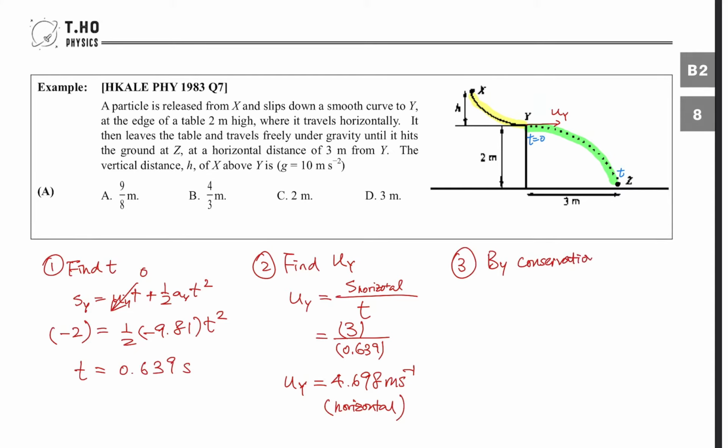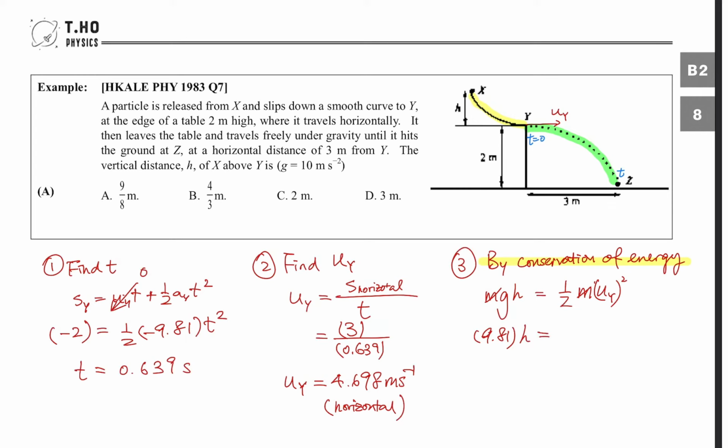So by conservation of energy, when we focus on the yellow part of the motion, we know that the PE the particle has at point X would be converted to the kinetic energy at point Y. Okay, so we can write that mgh is equal to half mv squared, where v is the speed at the lowest point, which is point Y. So let's put in the numbers, and note that m can be cancelled out on both sides, so we do not need to care about m.